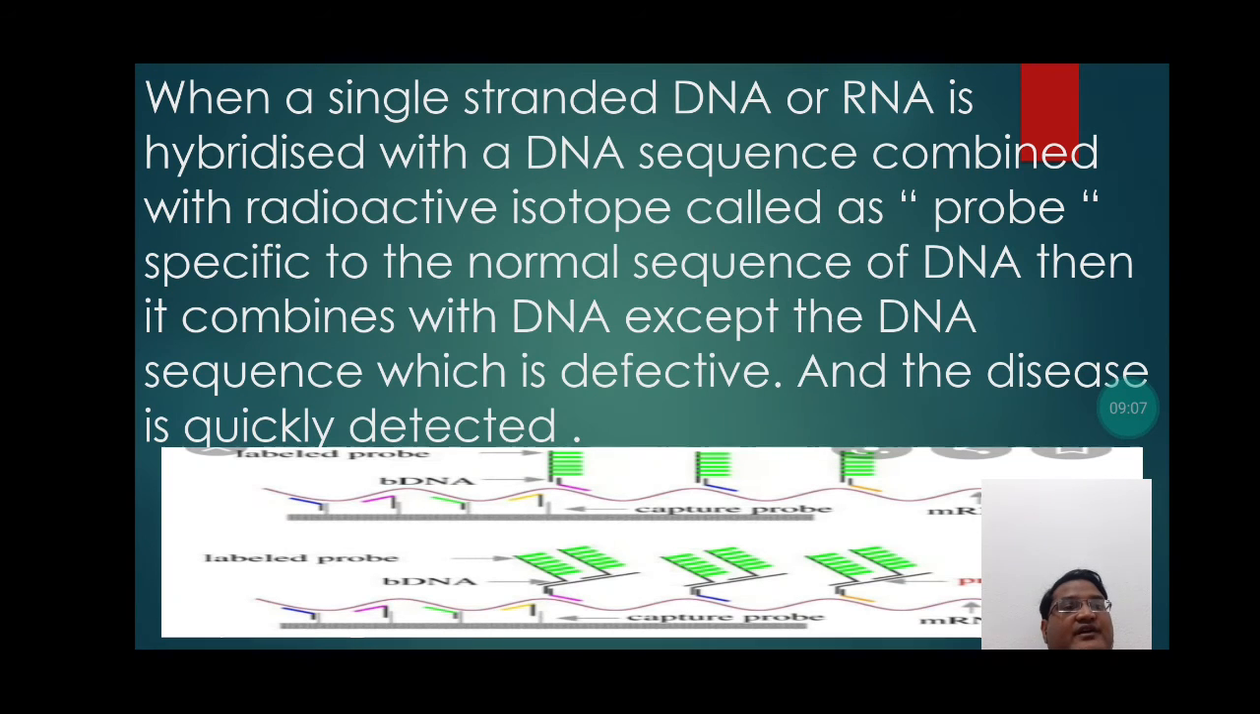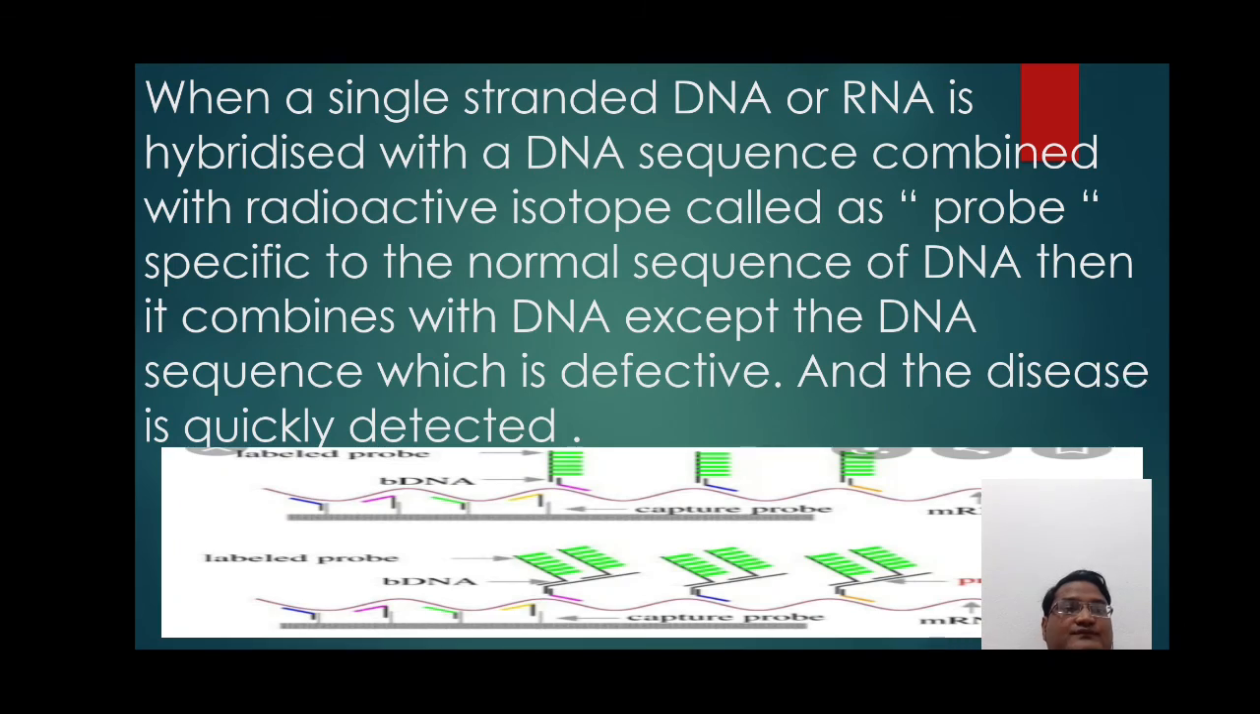When a single stranded DNA or RNA is hybridized with a DNA sequence combined with a radioactive isotope called a probe, specific to the normal sequence of DNA, then it combines with DNA except the DNA sequence which is defective, and the disease is quickly detected.